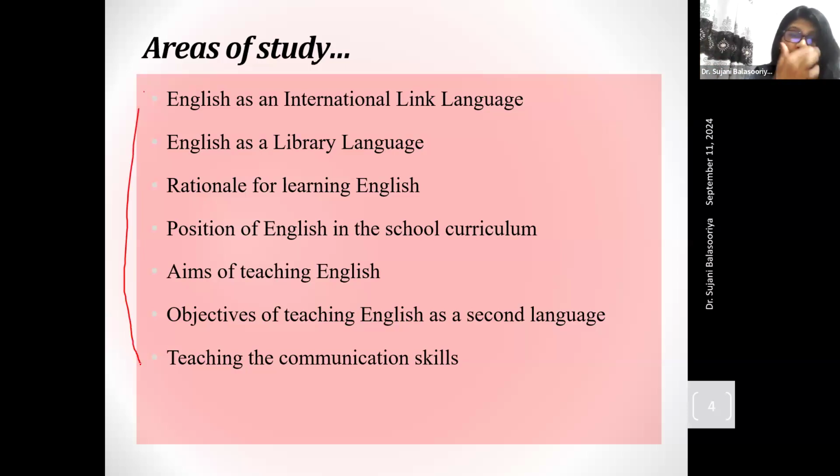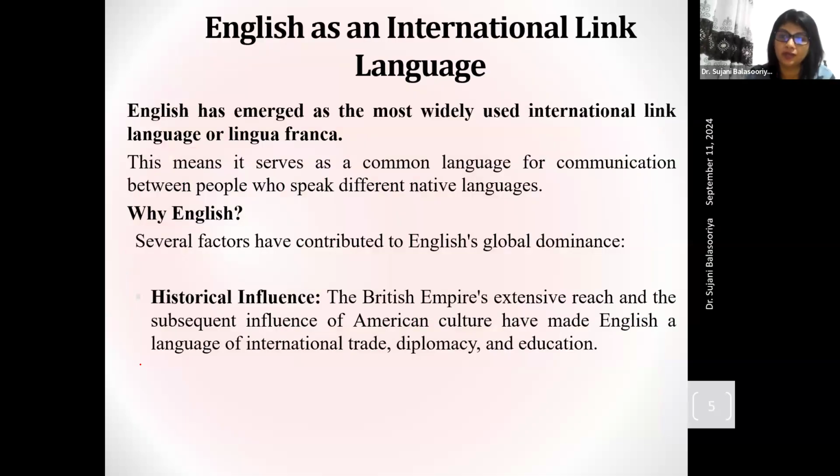So mostly we talk about the role of English in the first part, and then we are going to focus our attention on the teaching side: aims and objectives of teaching English, then finally coming into the teaching skills, right? Then we are going to start with the first topic, English as an international link language.